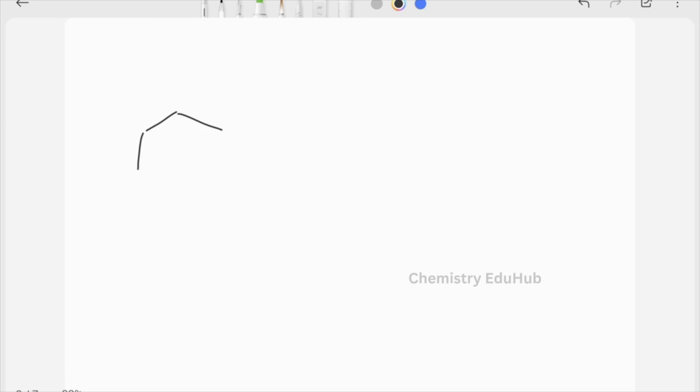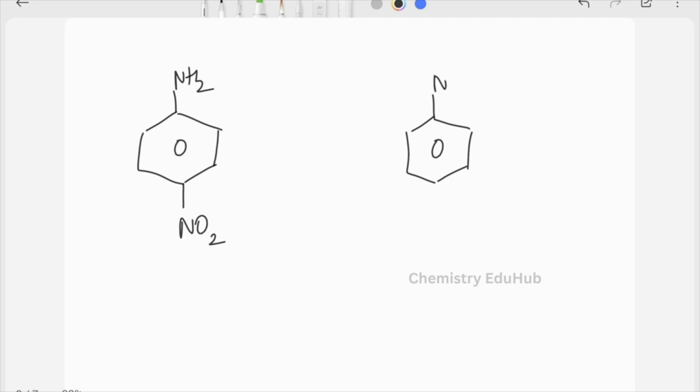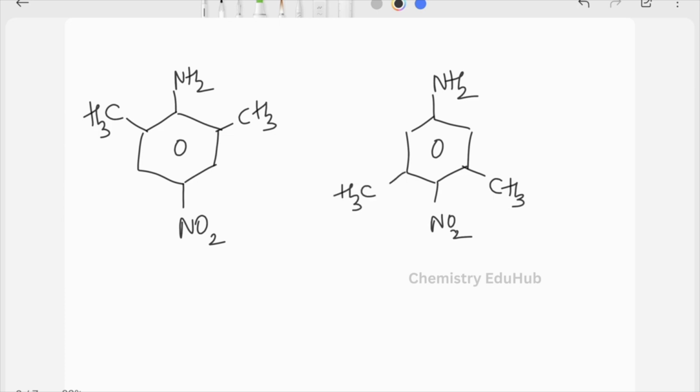Similarly, look at this example where aniline has NO2 at para positions in both the compounds, para nitro aniline, but with methyl groups on different positions. In the first compound both the methyls are at ortho position, and here both the methyls are at meta positions. So we observe the first compound being less basic than the second compound.